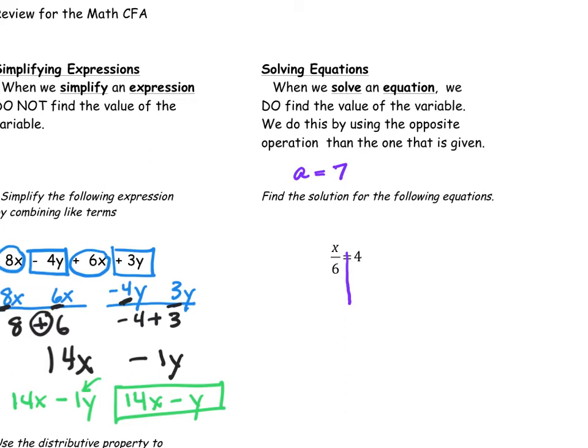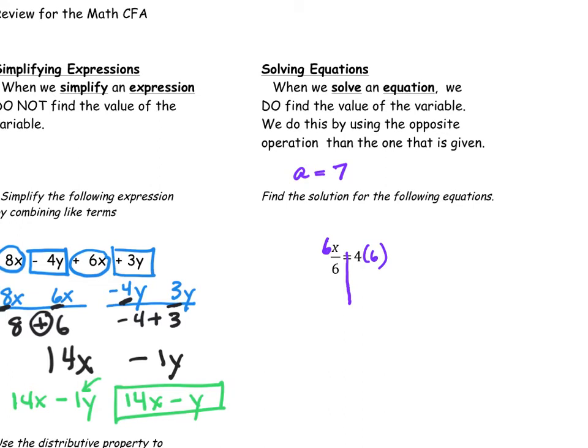So I am registering this little division bar here. So this is x divided by 6. So I want to do the inverse, or the opposite, of dividing by 6. So I'm going to multiply by 6 on both sides. So I'm going to multiply by 6, and I'm going to multiply by 6.